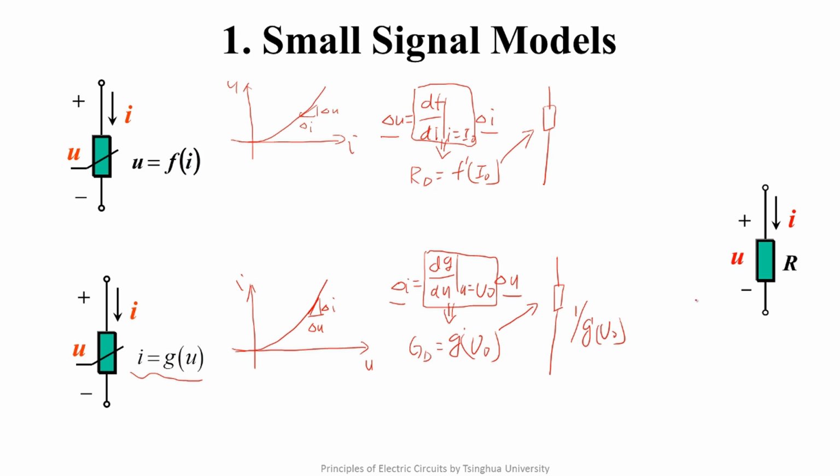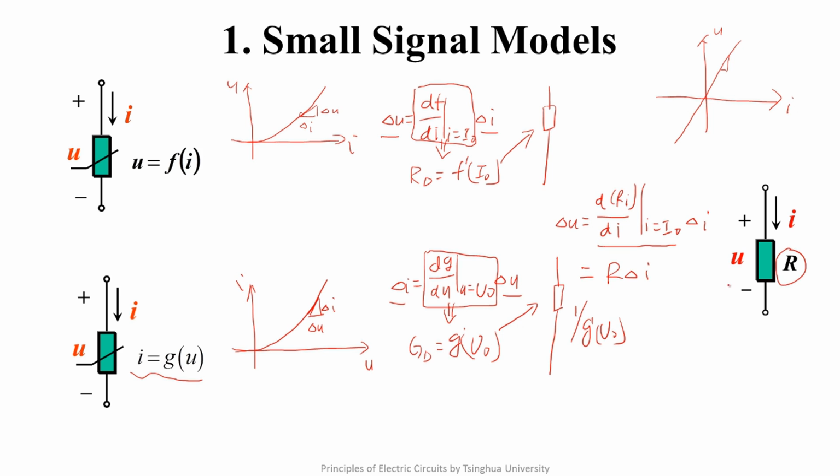Based on the method, we continue to discuss the linear resistor: how is it under the small signal? For the linear resistor, no matter whether delta I or delta U is the perturbation variable, we can find that its slope is a fixed value. So we can write delta U equals dRi over di at I equals I0 times delta I. For dRi over di, it equals R with arbitrary I0. So in the case of the small signal, it is equivalent to a linear resistor with a resistance R.